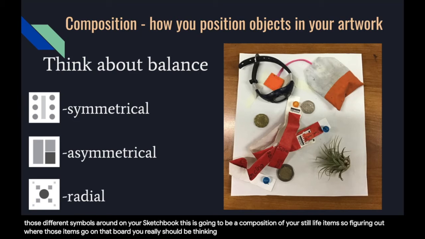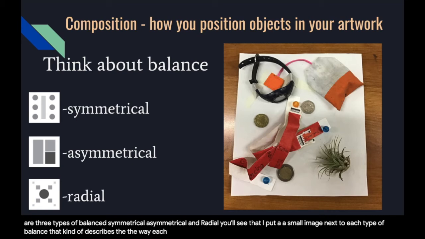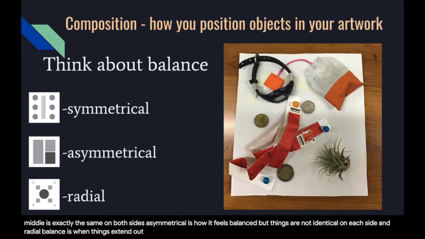You really should be thinking about balance when you're considering composition. There are 3 types of balance: symmetrical, asymmetrical, and radial. You'll see that I put a small image next to each type of balance that kind of describes the way each type of balance works. So symmetrical is when if you split something down the middle, it's exactly the same on both sides. Asymmetrical is how it feels balanced, but things are not identical on each side. And radial balance is when things extend out from the center or they radiate out from the center.